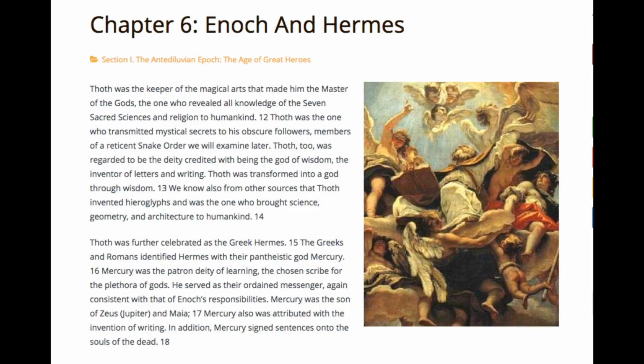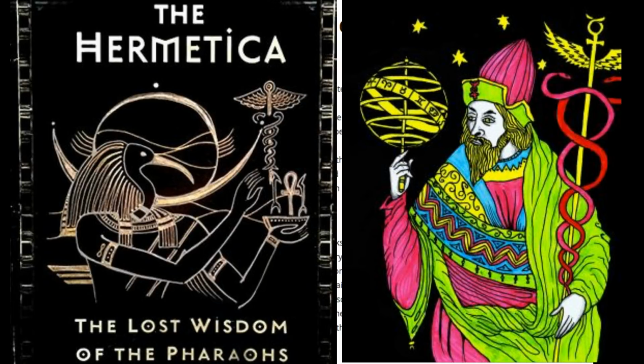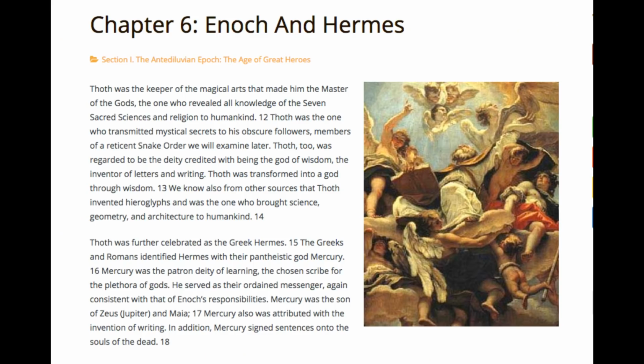So it says Thoth was the one who transmitted mystical secrets to his obscure followers, members of a reticent snake order we will examine later. Thoth too was regarded to be the deity credited with being the god of wisdom, the inventor of letters and writing. It says Thoth was transformed into a god through wisdom, so he was made into a god, right? Again, he wasn't a god in the beginning.